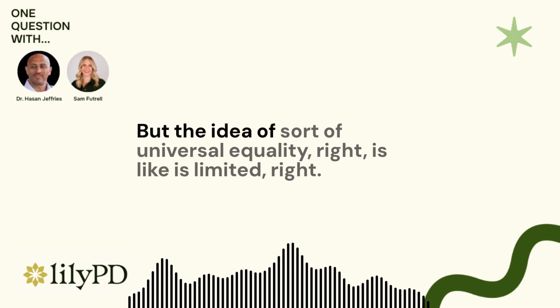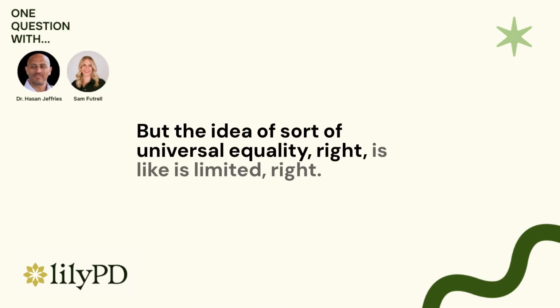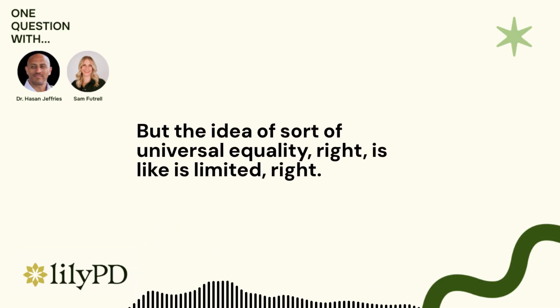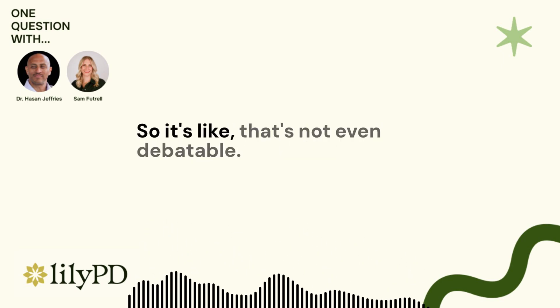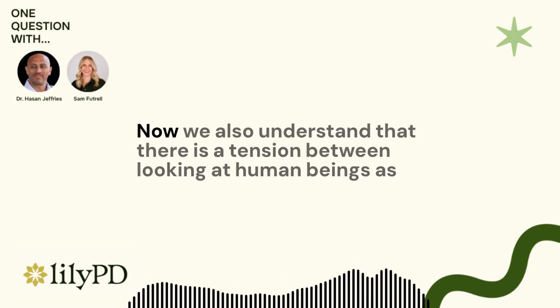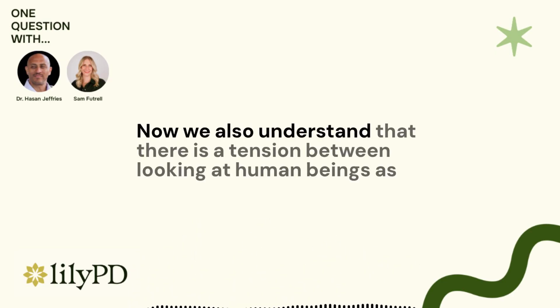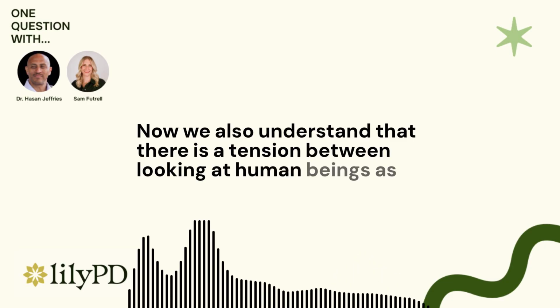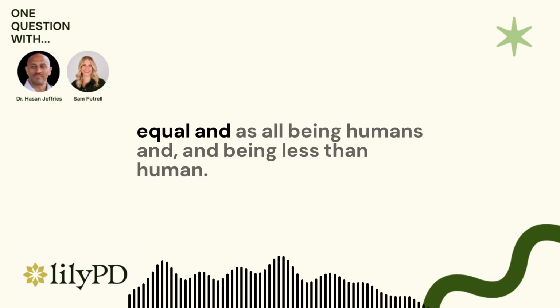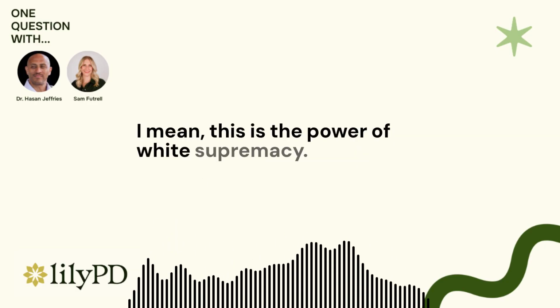But the idea of universal equality, right, is limited. And how do we know this? Because they're buying and selling people, right? So that's not even debatable. Now, we also understand that there is a tension between looking at human beings as equal and as all being humans, and being less than human, right? I mean, this is the power of white supremacy.